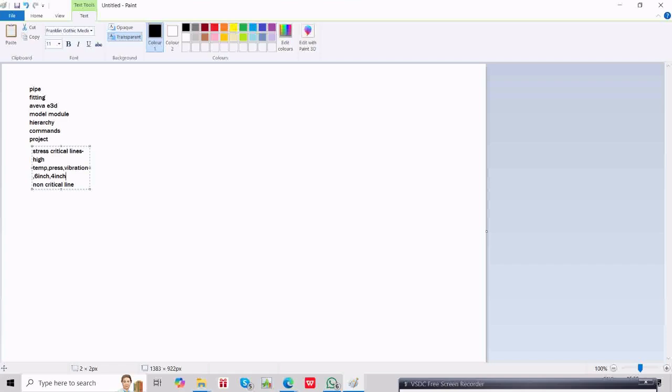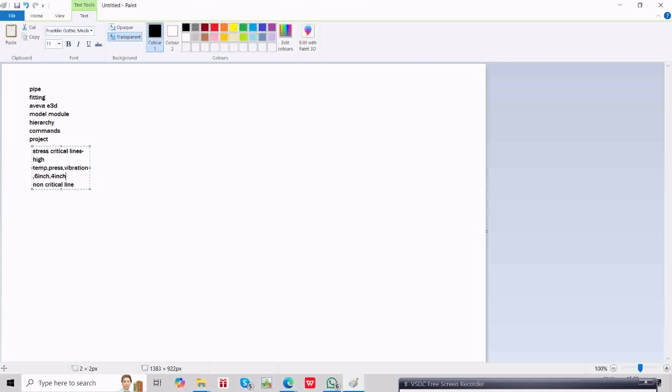Now suppose you have a cryogenic fluid going through a 4 inch line, definitely it will be stress critical, without a doubt. So these are the parameters. If a line falls under these, it will be considered a stress critical line. Non-stress critical means anything other than stress critical lines. Basically 2 inch and below lines are considered non-critical lines.